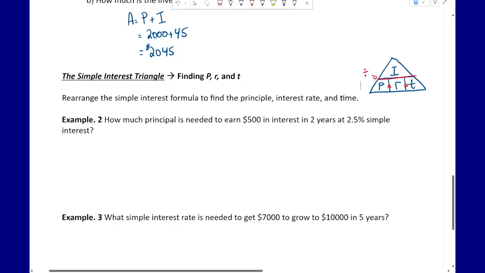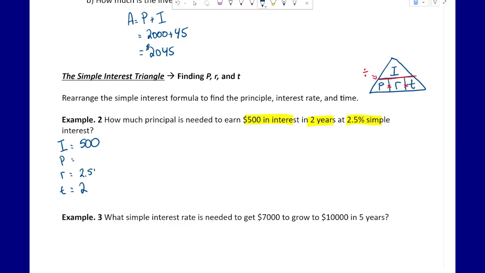So example 2 says, how much principal is needed to earn $500 in interest in 2 years at 2.5% simple interest? So if I write out my 4 letters, I, P, R, and T, and I fill in the information I know: how much interest I have, $500. I know how long, 2 years. And I know the percent, 2.5%, which becomes 0.025. And the question is asking how much principal. So that means I don't know my P, and that's what I'm looking for.